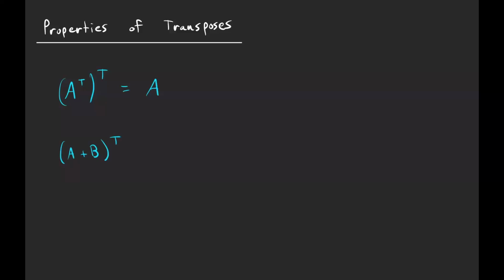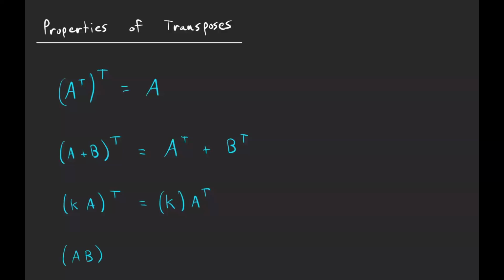If I take two matrices that are added together and I want to transpose that, it interestingly enough is the same as transposing each matrix individually and then adding those together. Very similarly, a matrix multiplied by a constant k, then transposed, is the same as k multiplied by the transpose of just the plain matrix A.